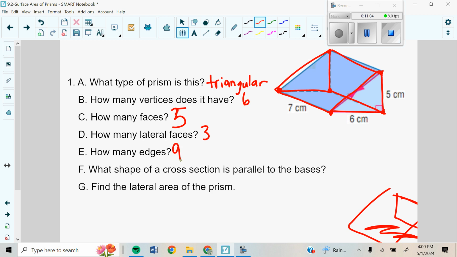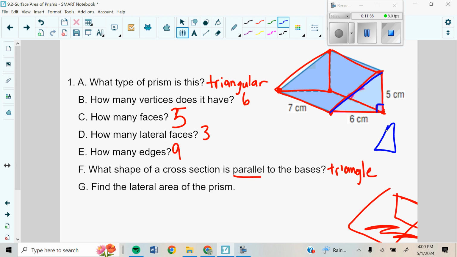What shape is the cross section parallel to the base? If you look back above, parallel to the base is going to be the base shape. So this one's going to be a triangle. And then lastly, it says find the lateral area of the prism. So we need to know, do we have the perimeter of the base shape? It's a triangle. We are missing our hypotenuse, but it does tell us that it's a right triangle here. So we're going to do our Pythagorean theorem and find that.